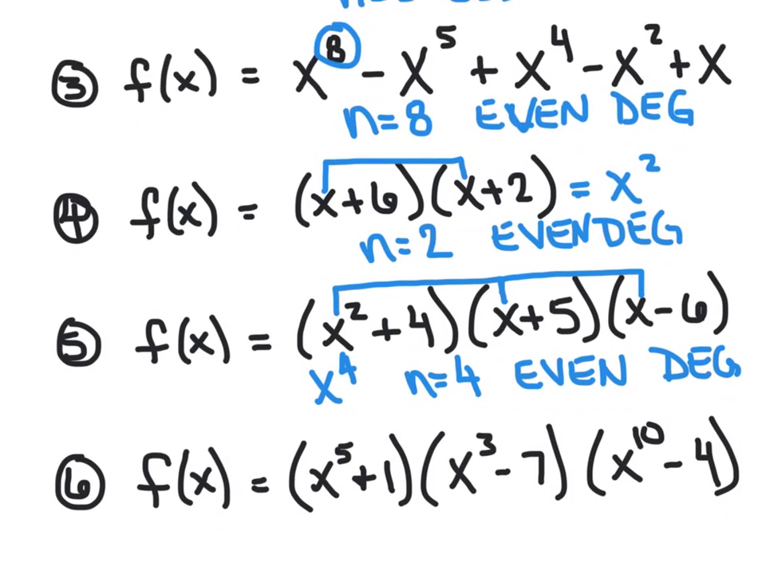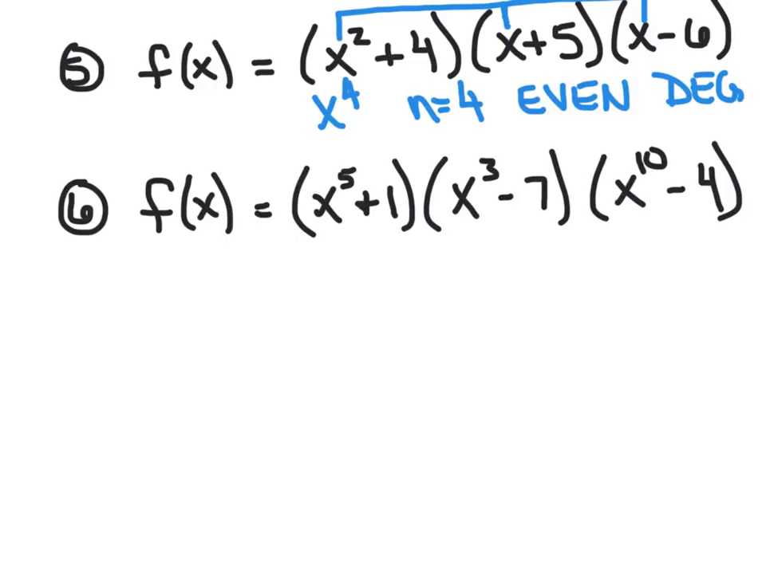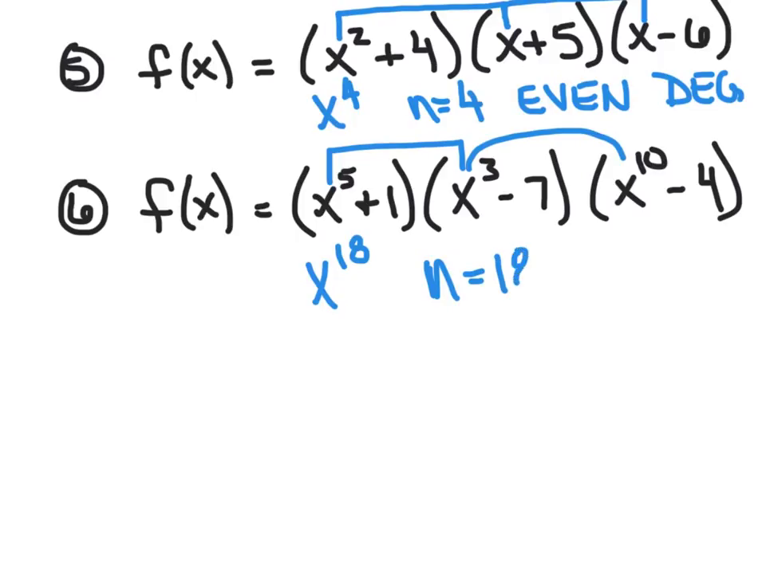All right, let's see if we can get one more under our belt. What if we multiplied x to the 5th times x to the 3rd? That right there would give me x to the 8th. And then if I multiplied that there by x to the 10th, that would give me x to the 18th. And I guarantee you every term after that would have a smaller exponent. So let's call this an 18th degree polynomial, or in other words, again, it's an even degree polynomial.